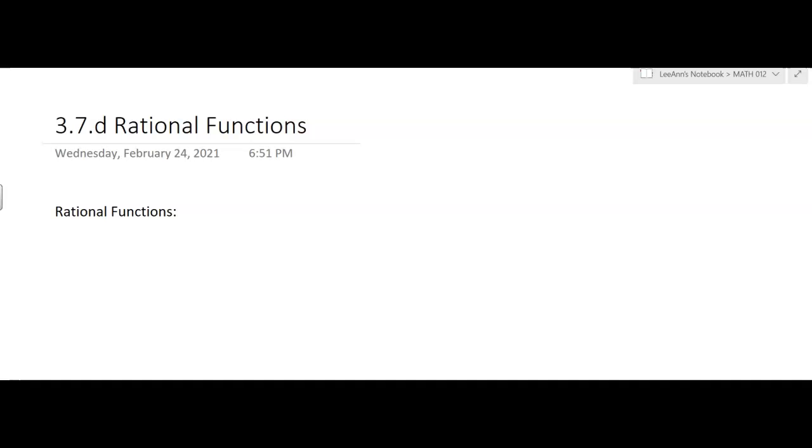Okay, so we're going to talk about what a rational function is. Okay, so these are rational functions. We've done the reciprocal function and the reciprocal squared function. They're in our toolkit. Those are both examples of rational functions, but there are other rational functions out there. So the definition, I'm going to give you my definition of a rational function.